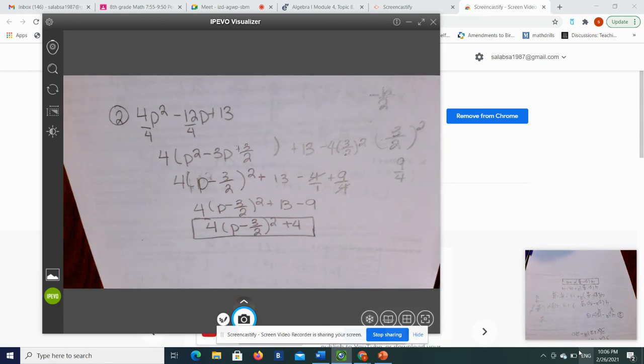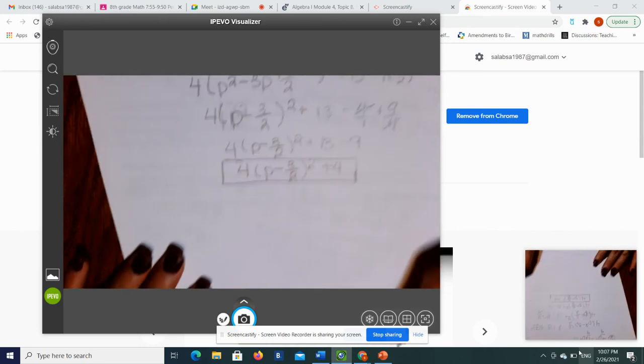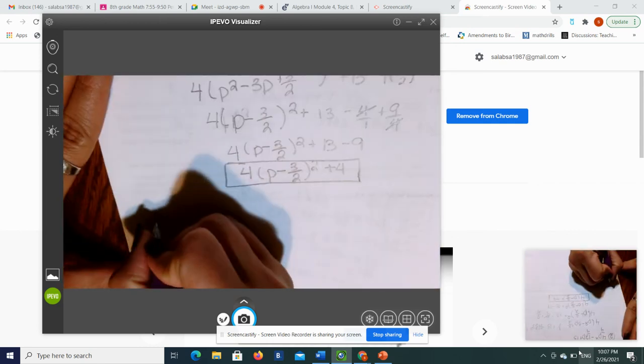I'm going to give you guys a second to do number 3 while I start writing it down. And you can check your work with me. So exercise 3. Check your work with me.